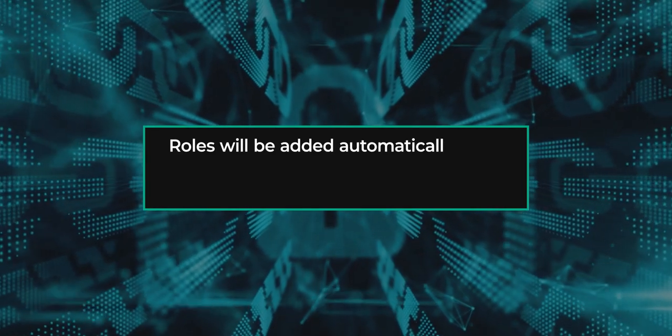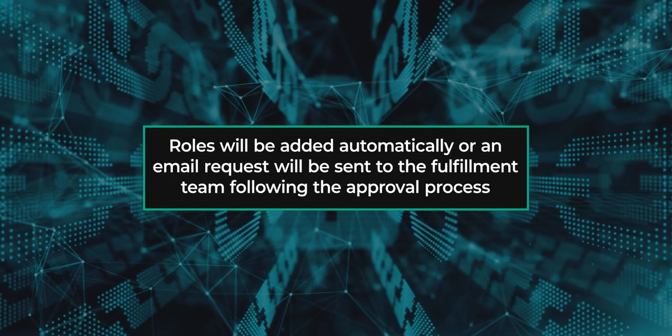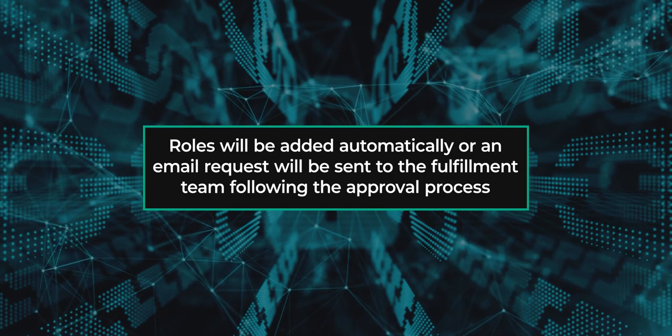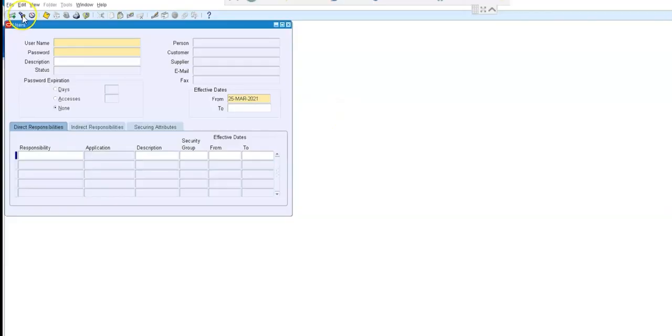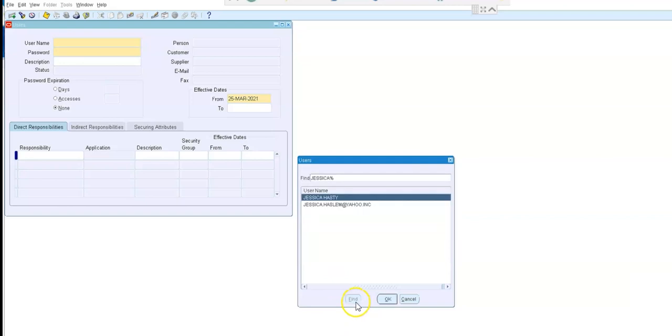Roles will be added automatically, or an email request will be sent to the fulfillment team following the approval process, depending on the way the workflow has been configured. This can be verified on the Oracle system by entering the employee name of the user for whom we just submitted the role request on Access Flow, and then click Find.